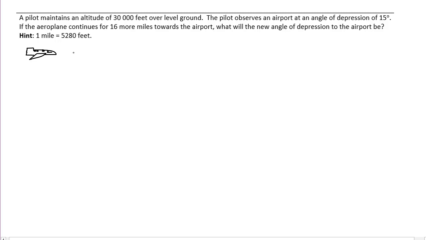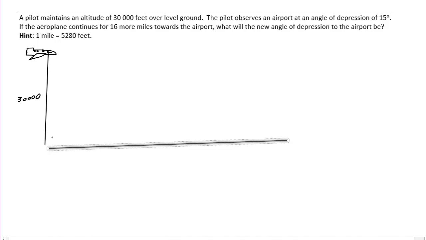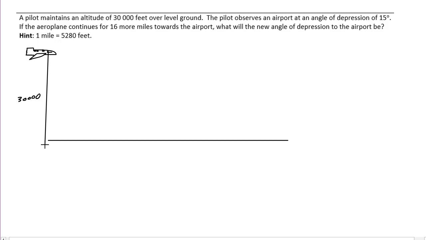Okay, so a pilot maintains an altitude of 30,000 feet over level ground. So that means that's how far up he is in the sky. So here we go. I'm not trying to make this too big, so I've got some room to do some work. Okay, so the pilot, it's not perfectly vertical, but you get the point, is 30,000 feet in the air. All right, so let's draw the ground. Here's the ground. Not really attaching up well. There we go.